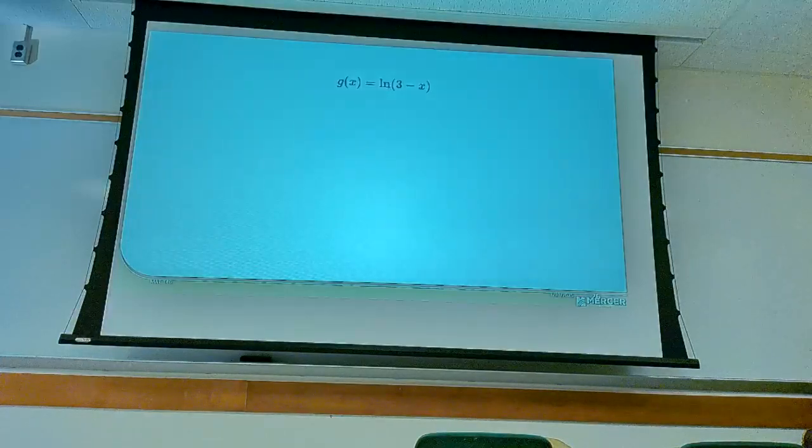So it would be 3 minus x is greater than 0. Plus x. 3 is greater than x. So the domain is negative infinity to 3, open.